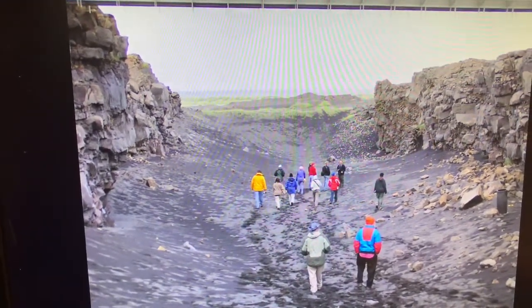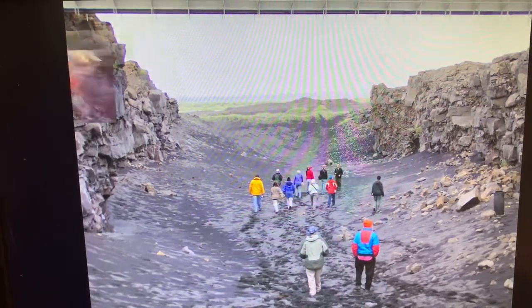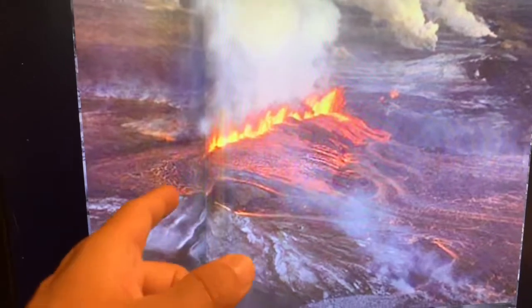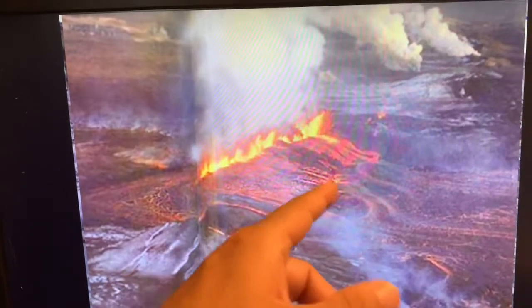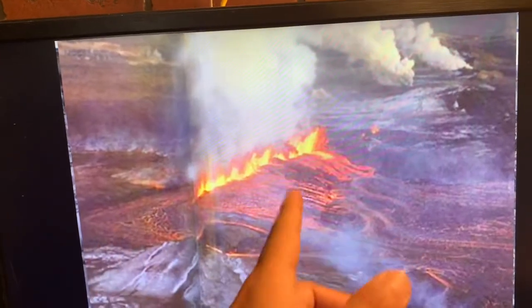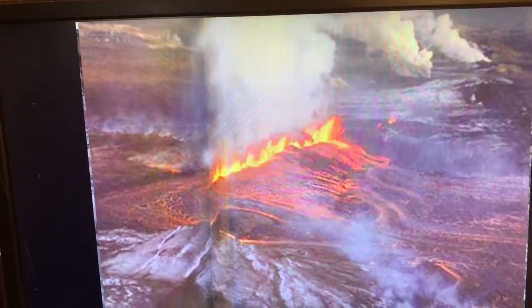Now, this is common, you can walk through it. But a lot of times when this crack happens, you get a fissure eruption. We talked about this yesterday, and you can get volcanic activity. But once again, this is not ridiculously dangerous. I wouldn't walk directly through it, but it's not a violent explosive reaction that you get.